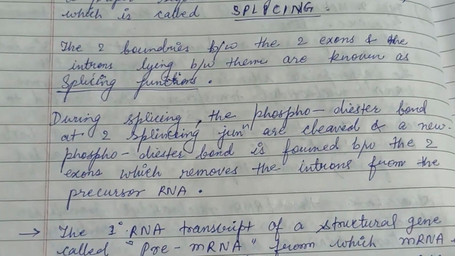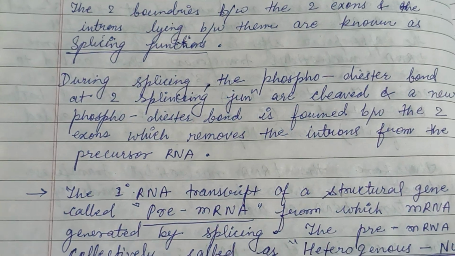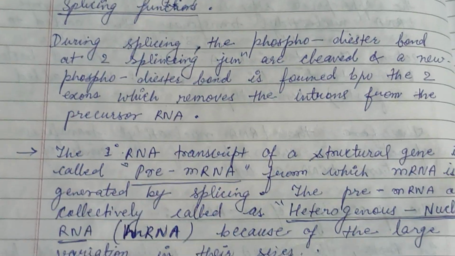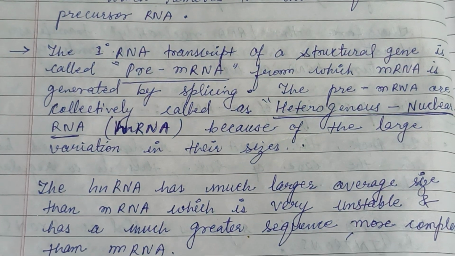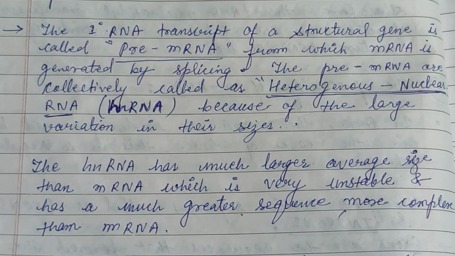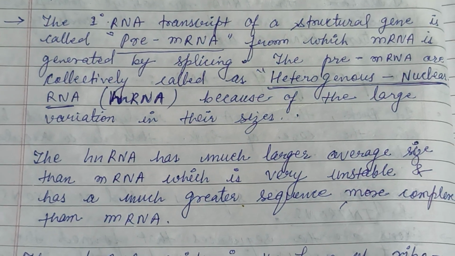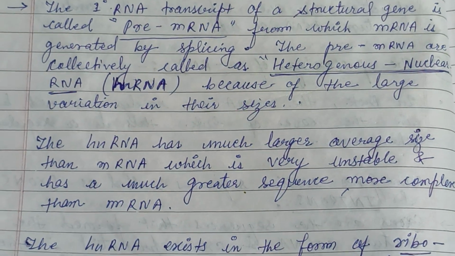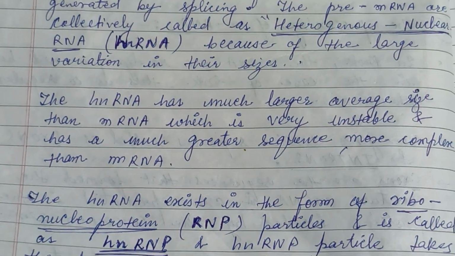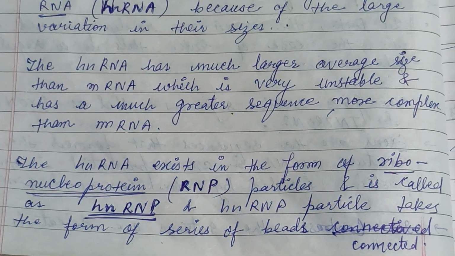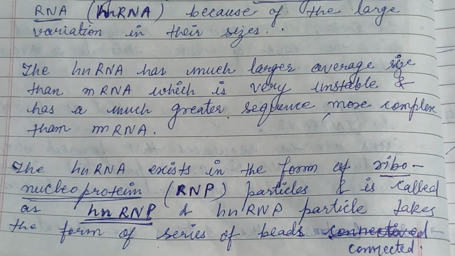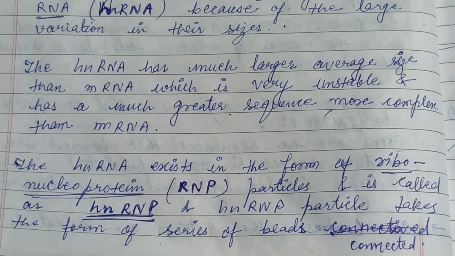The two boundaries between the exons and the introns lying between them are known as the splicing junctions. The primary RNA transcript of a structural gene is called the pre-mRNA, from which the mRNA is generated by splicing. The pre-mRNAs are collectively called heterogeneous nuclear RNA, that is hnRNA, because of the large variation in their sizes. The hnRNA exists in the form of ribonucleoprotein, RNP, and is called hnRNP.